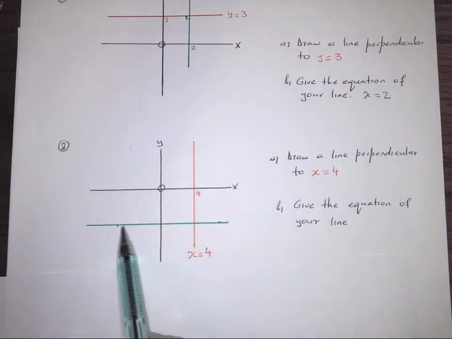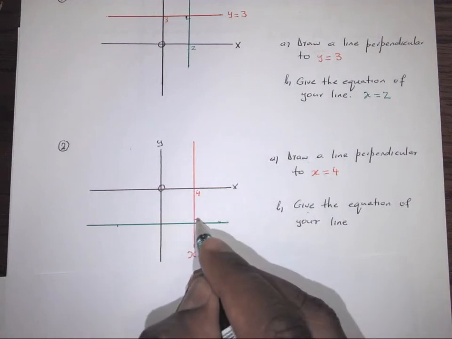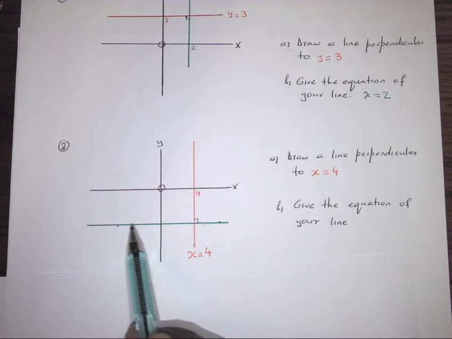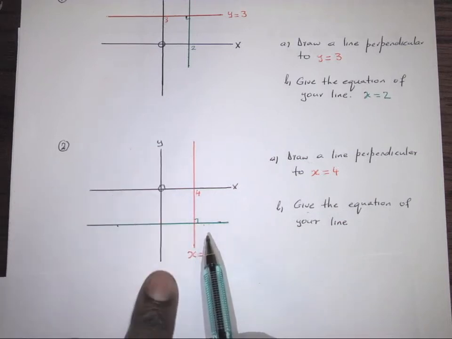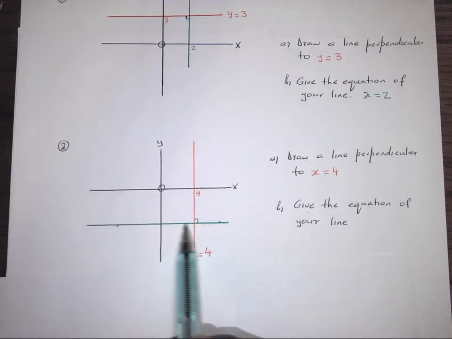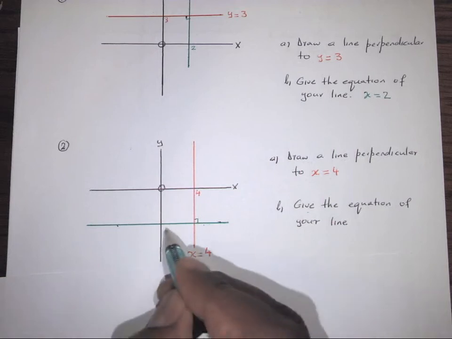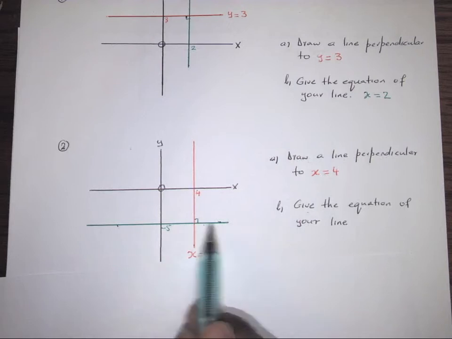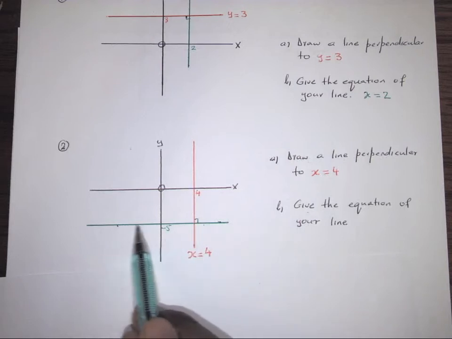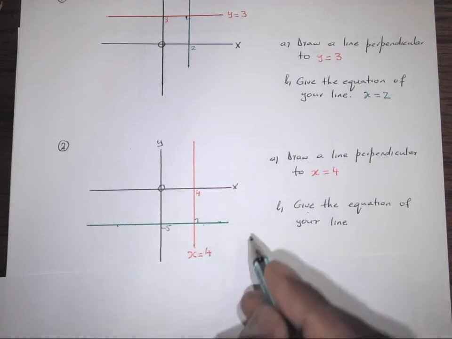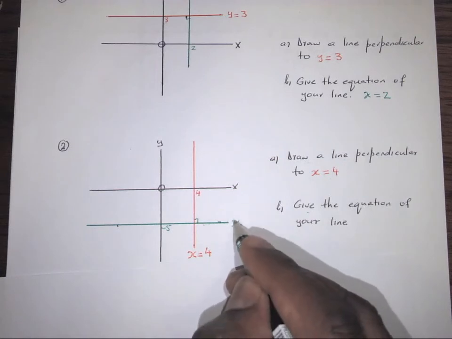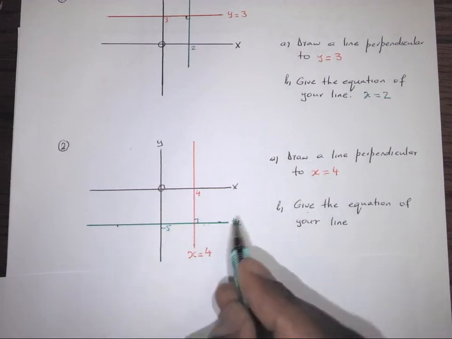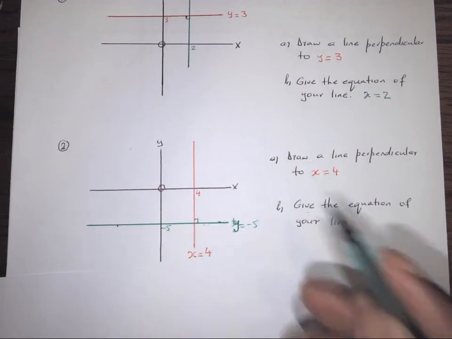Now I've got that line, the green, going like that. So this red line and the green line are perpendicular. They meet at an angle of 90 degrees. This line here only cuts the y-axis. It only cuts this line here. So the equation of this line will only have y. Let's say it cuts at minus 5. Therefore, the equation of the green line is, I'm sorry, y equals minus 5, because it cuts the y-axis.